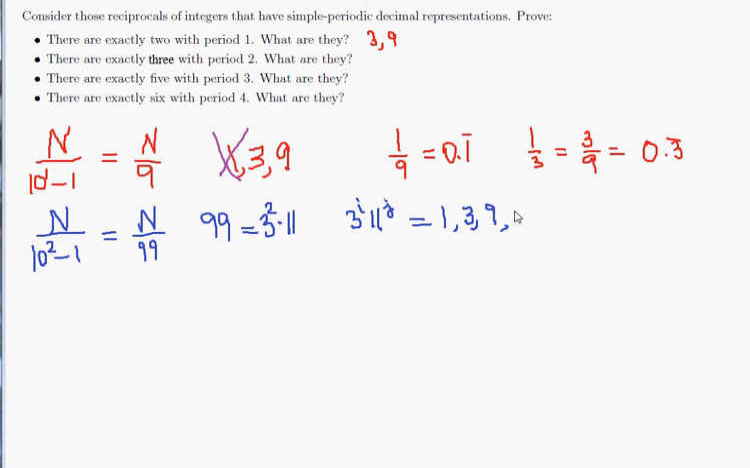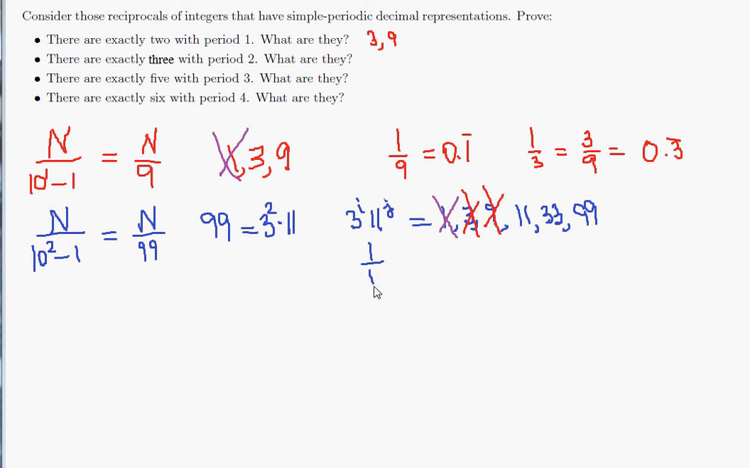And if j equals 1, we would have 11, 33, and 99. Okay, now 1 over 1 clearly is not going to work. 1 over 3 and 1 over 9 we have already discussed. And so the three possibilities that are left are 1 over 11, 1 over 33, and 1 over 99. And those indeed work as expected.